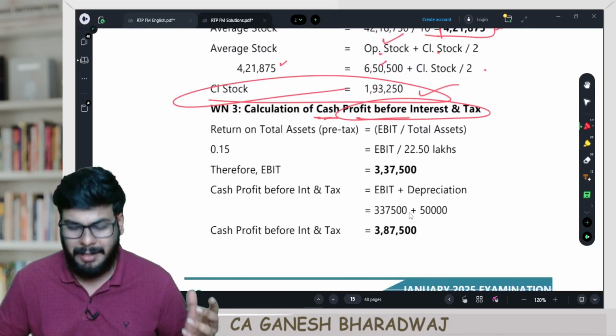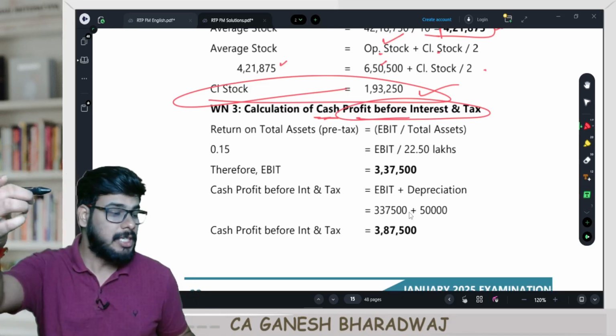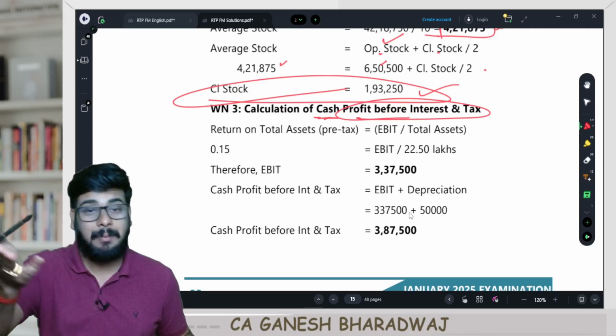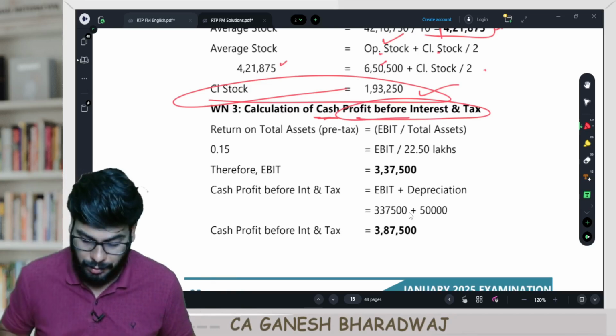Now, cash EBIT, very simple. You arrive at the EBIT, right? Add back your depreciation. Sir, how do we know, sir, that in this question we should take cash EBIT? Depreciation figure is given, no? Else, why will they give that? Are you clear with this? That's how you need to find out.